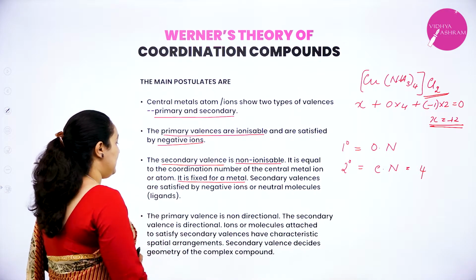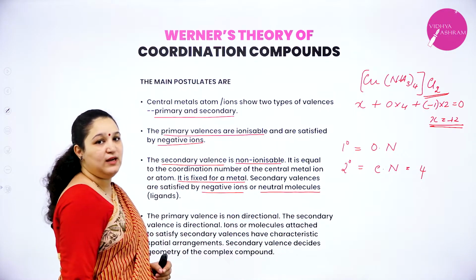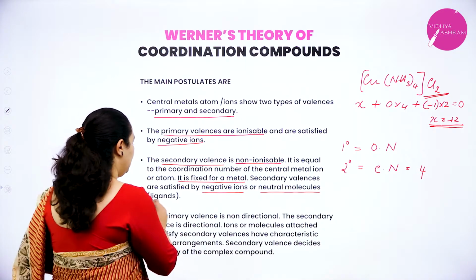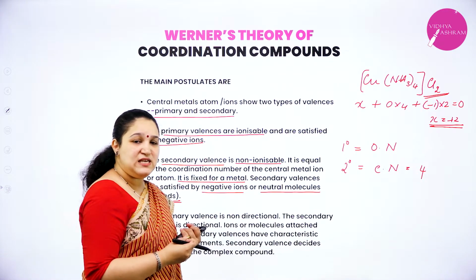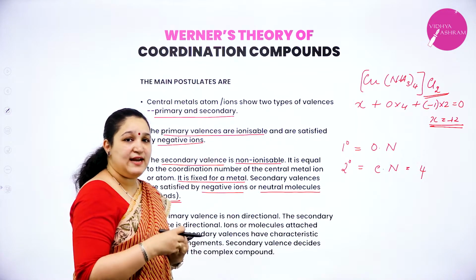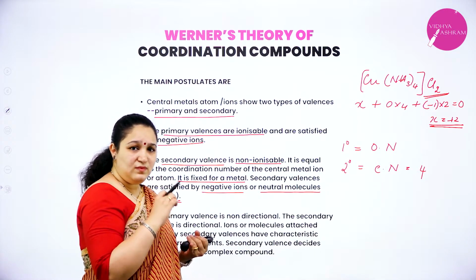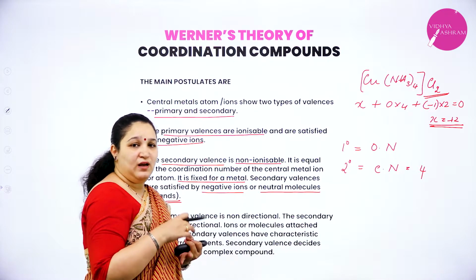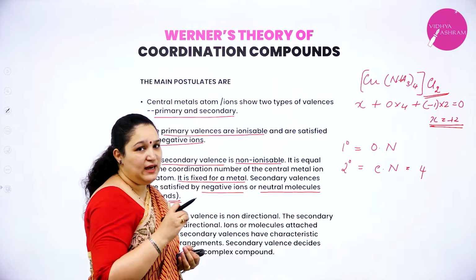The secondary valencies are satisfied by negative ions or neutral molecules. It can be negative ions or it can be neutral molecules, which is nothing but ligands. So once again, the primary valency is the oxidation number of the metal ion. It is ionizable and it is satisfied by negative ions. The secondary valency is the coordination number of the metal ion. It can be satisfied by a negative ion or a neutral molecule, which is called a ligand.